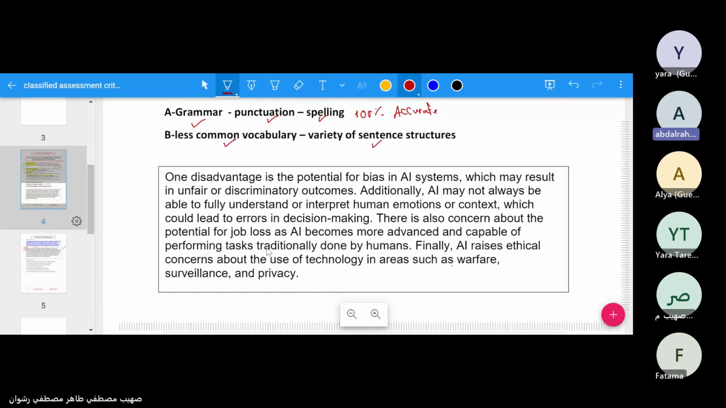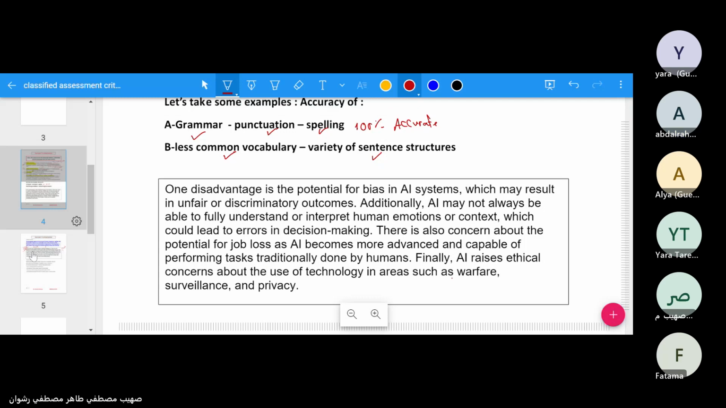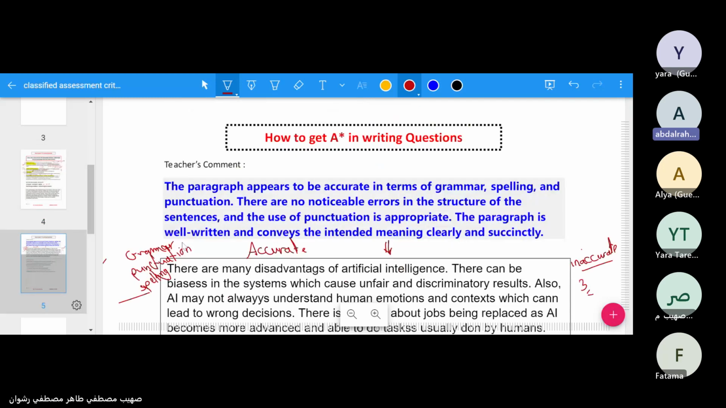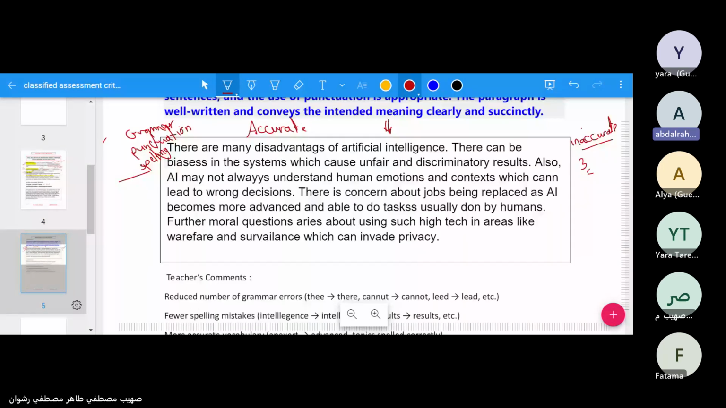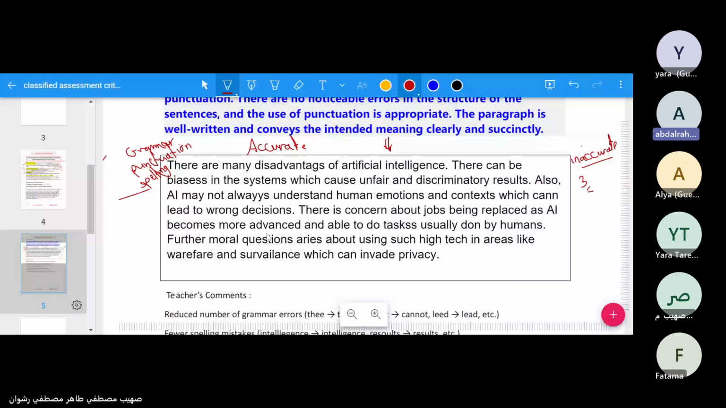Sir, wait. There is something that is very wrong, but I don't know why it's wrong. I hope you can explain to me why it's wrong. Which one here? It says, there is concern about jobs being replaced by AI as. Oh, sorry, sir. I misread it the first time. Sorry, sir. Okay.